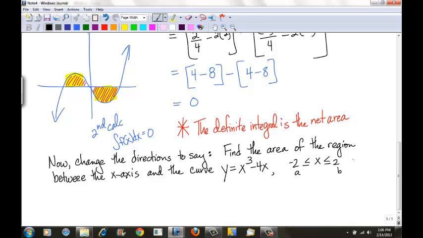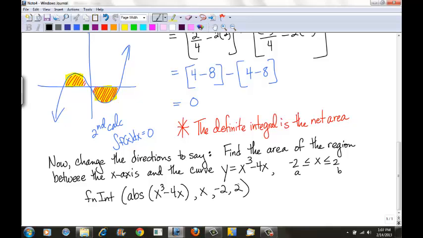When the author changes the directions like this, he's wanting the whole area, not just the net. The net is different because part of it is positive and part of it is negative. So what you do to figure that is use your FNINT, and we're going to put an absolute value in front. You can either use your y sub 1 or put in the equation, then comma x comma -2 to 2.